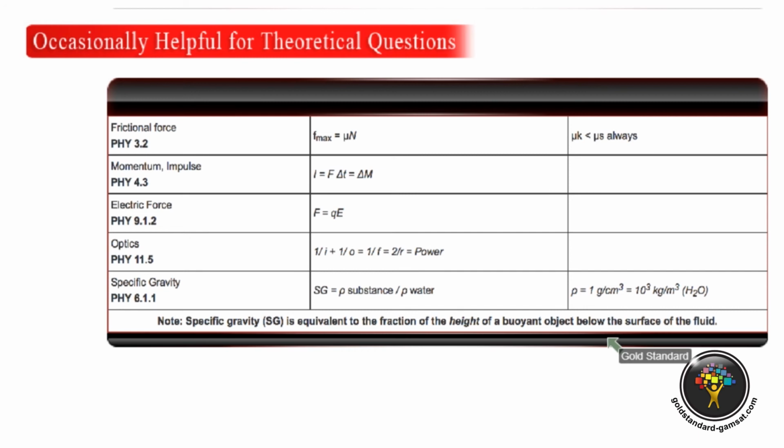And if you had a specific gravity of 0.9, which is close to 1 but a little less, and it's a solid object, you put it in water, it means that 90% of that object will be below the surface of the water. Likewise, with a specific gravity of 0.3, 30% of the height of the object will be below the surface of the water.